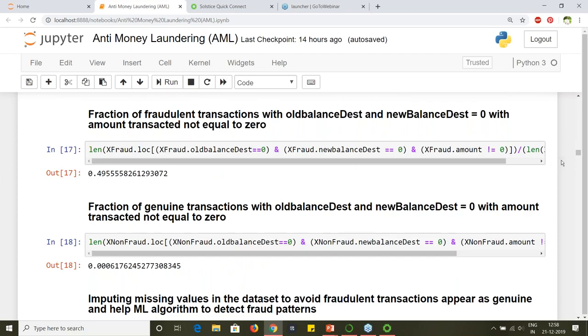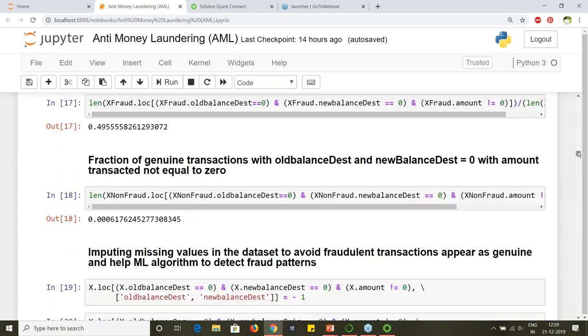Yeah. So here we can see at the origin there is a deduction in the money, but it is not reaching the destination. So when the amount transacted is not equal to 0, that means we are sending some amount, but it is not getting reflected in the destination accounts. This is happening for almost 50% of the samples in the 27 lakh data set. But we can't say all these are fraudulent. That is important. Okay, transaction failed.